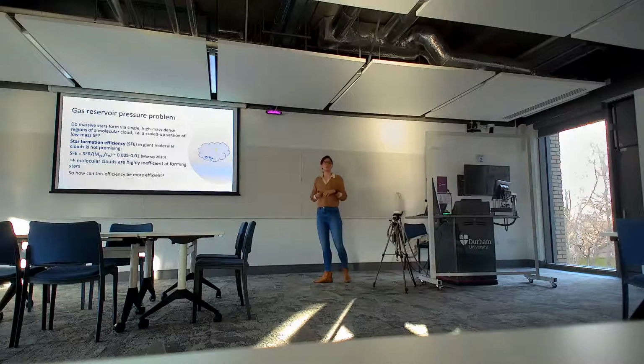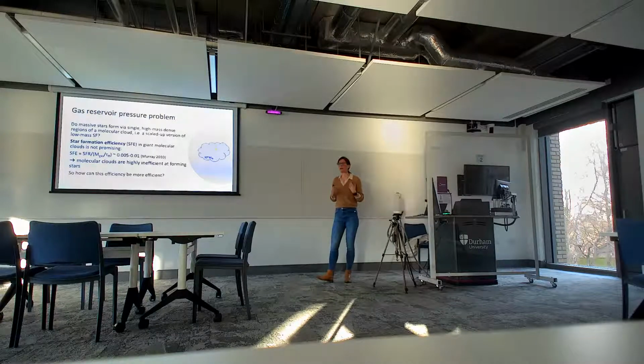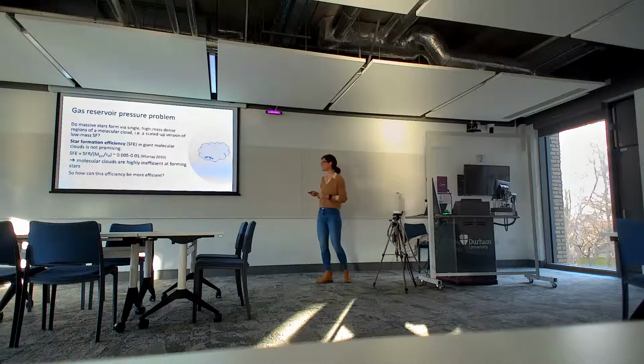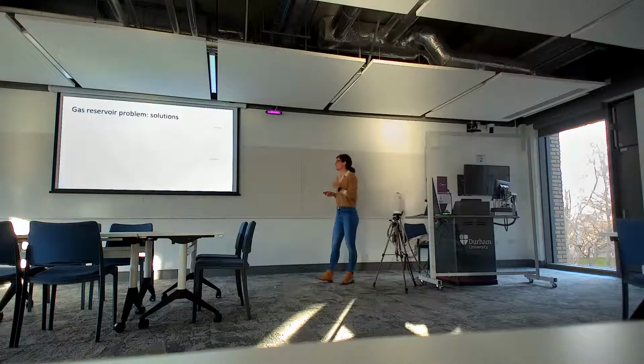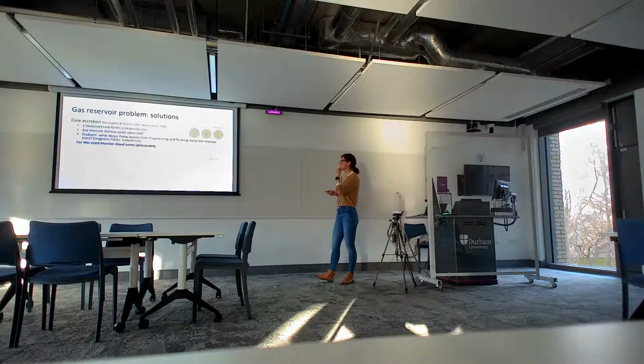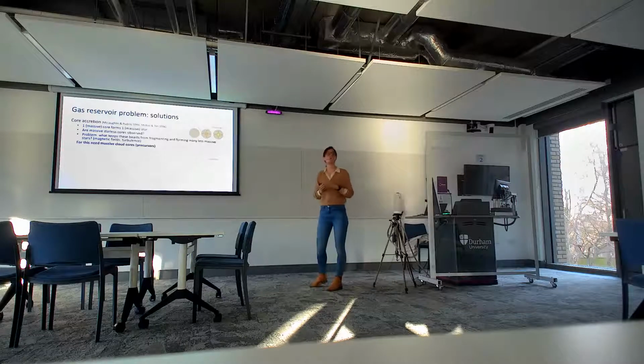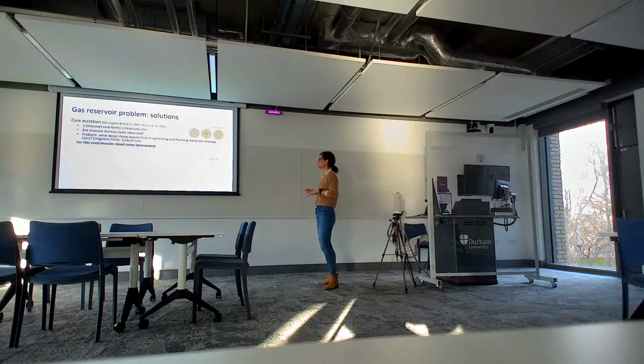So how can we make this efficiency more efficient? How is it possible that we do observe stars that are so massive? Okay, so we have, I should have checked the talk, of course, before, but we have a couple of solutions to the gas reservoir problem. Apologies for the transitions. So the first solution is what we call core accretion. Okay, so bear with me. Core accretion is simply what I just said before, a scaled up version of low mass star formation.